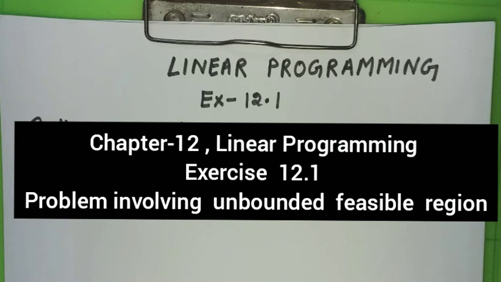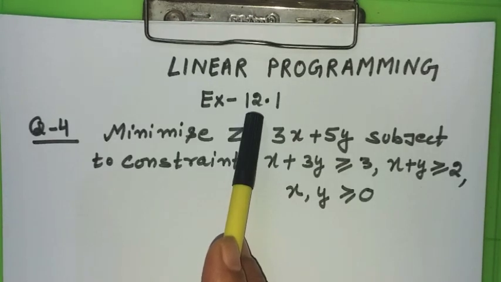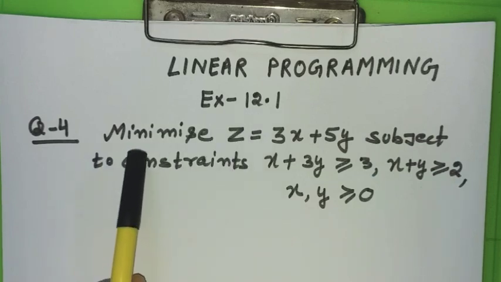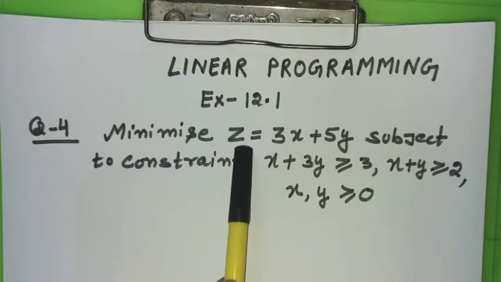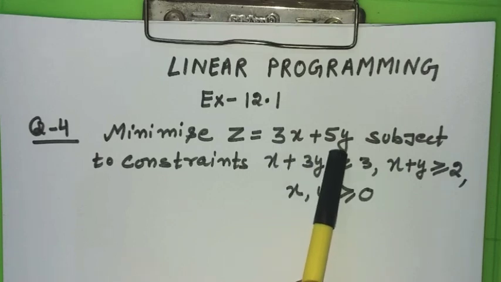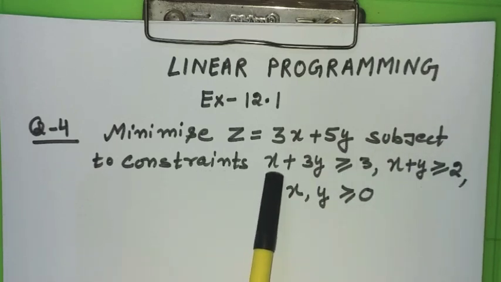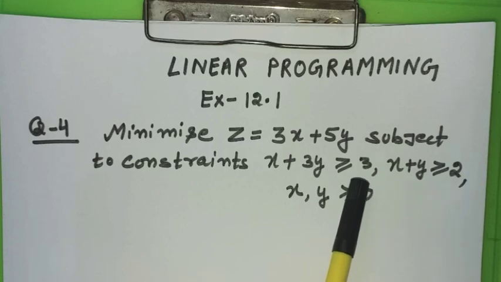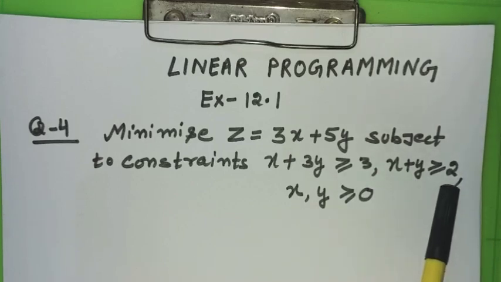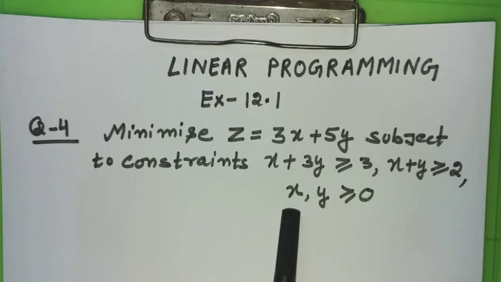Class 12 mathematics, and today I am going to deal with problem number 4 from your exercise 12.1 NCERT of class 12 maths. The problem is that you have to minimize the function z equal to 3x plus 5y, and this function, as you know, is called an objective function, subject to the following constraints: x plus 3y greater than or equal to 3, x plus y greater than or equal to 2, x greater than or equal to 0, y greater than or equal to 0.